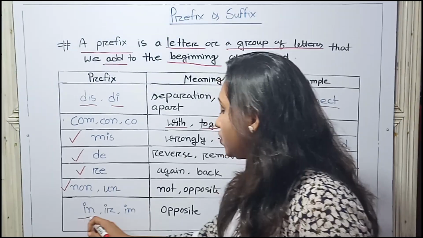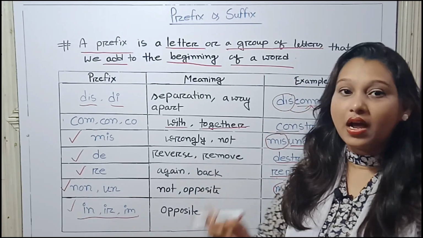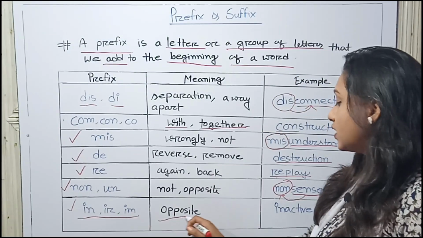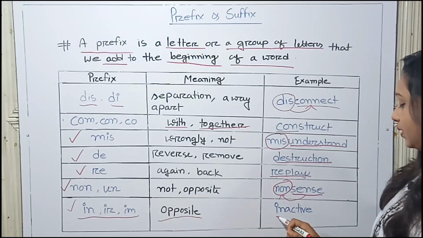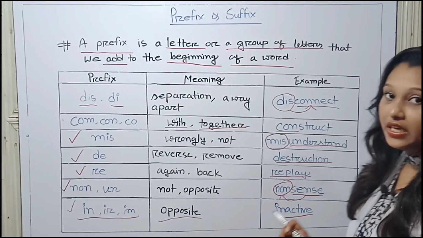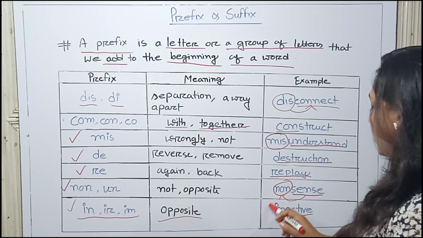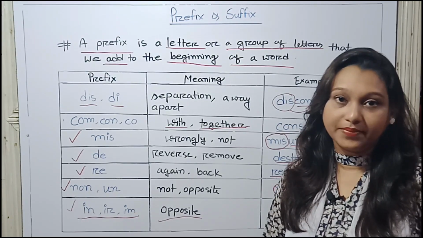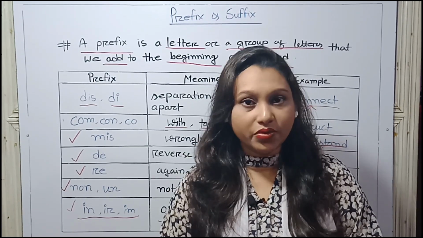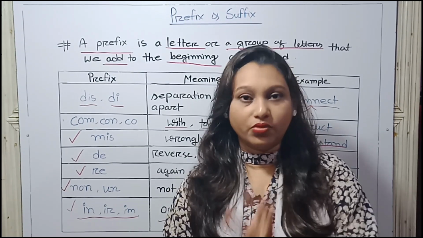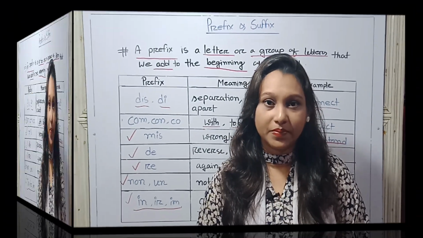This one is the last one, and remember, in means opposite, like non or un. Here is an example: active is your main word or root word, then you use here in, inactive. So dear students, I hope you understood how to use prefix before our root words. Now try to use them and see how it will work.